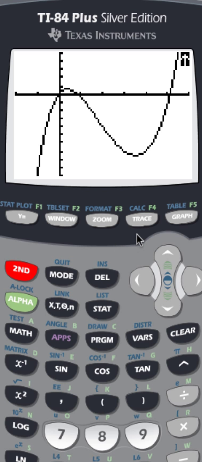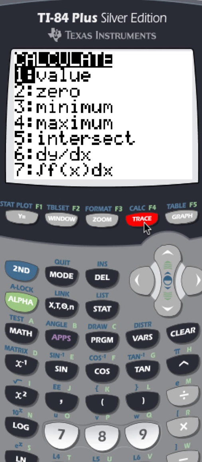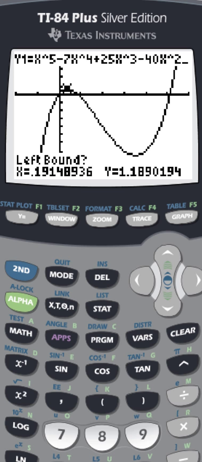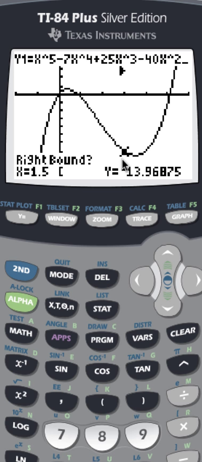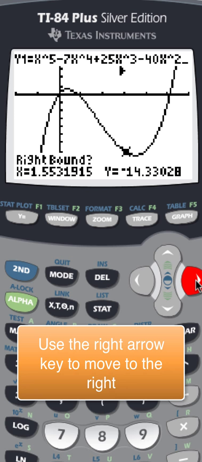So if I go to second trace again into my calculate menu, this time I'm going to want number 3, a minimum. So I'm going to select that, and for my left bound I'm going to type in 1.5. Let's see where that puts me. Ooh, check that out. That's pretty close there on the bottom. Instead of actually typing in a number, what I'm going to do is use my cursor, and I want to pay attention to my y coordinates.